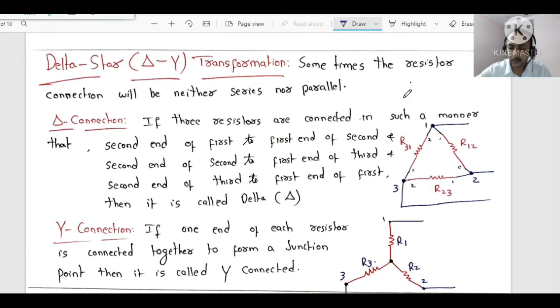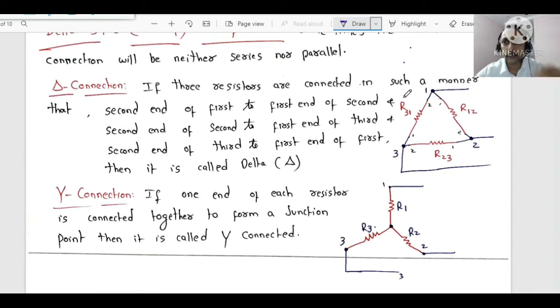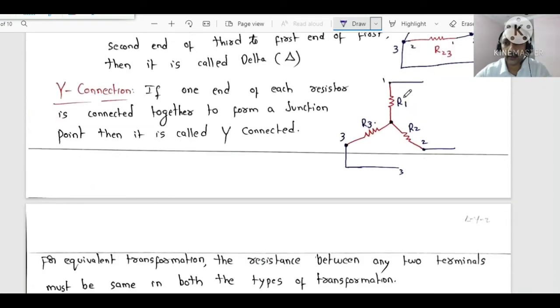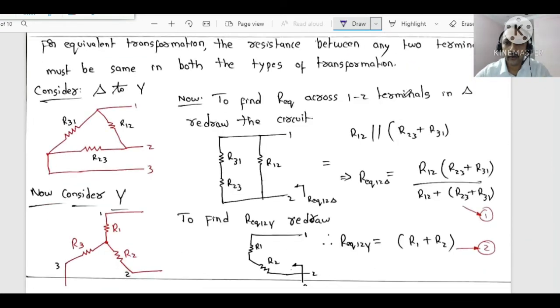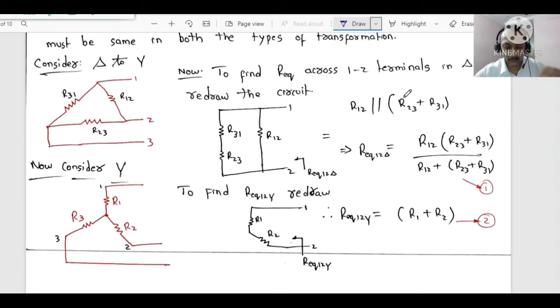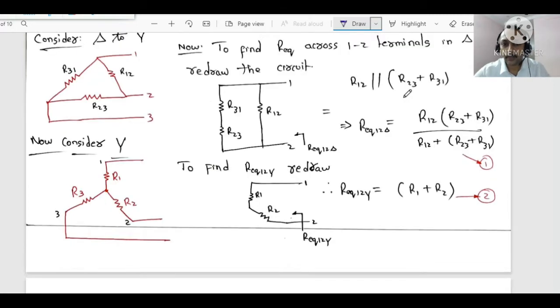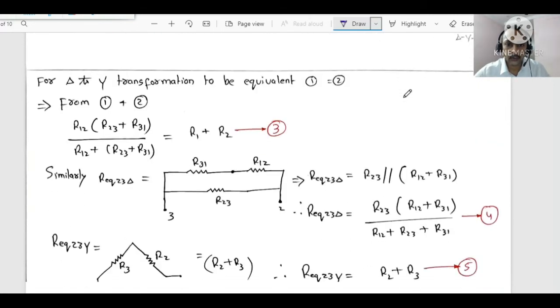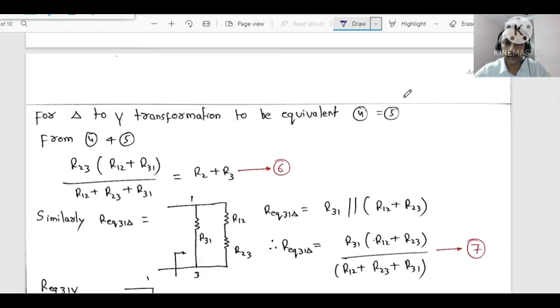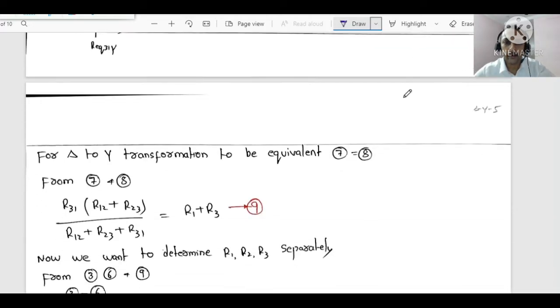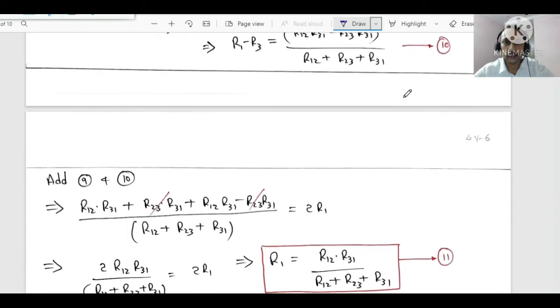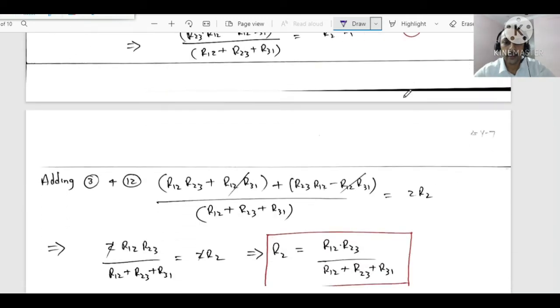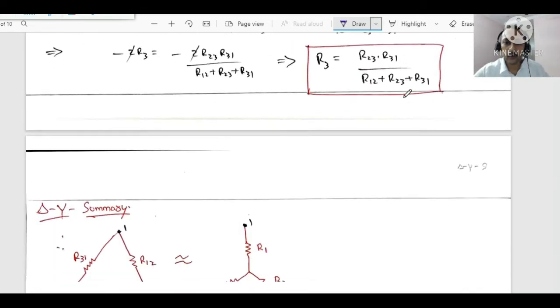By the time you complete this video, we will discuss what you mean by delta connection and what you mean by star connection, and also how to transform the given delta into an equivalent star. If a delta is given, what will be its equivalent star, and also we will do step-by-step analysis to find out the derivation, to find out the equivalent value. All these steps we will discuss in this video, and like this we will find out R2, R3.